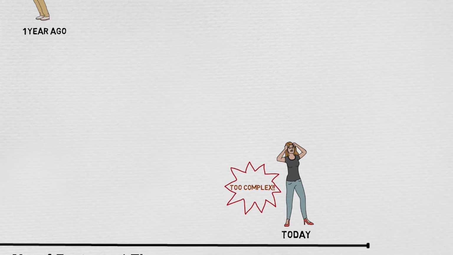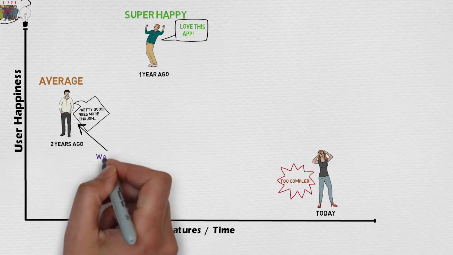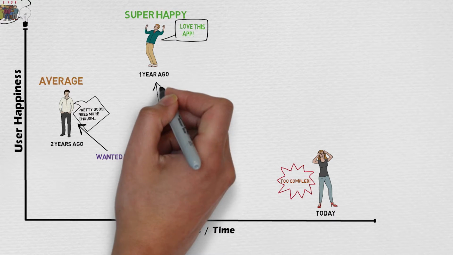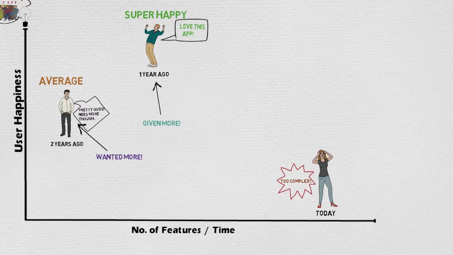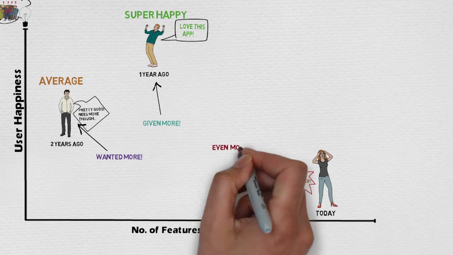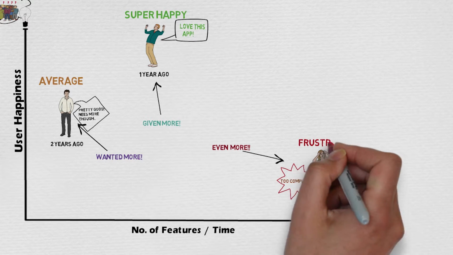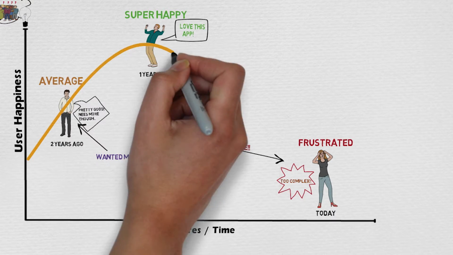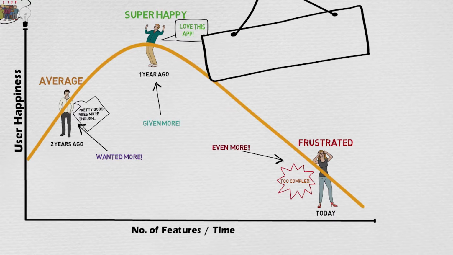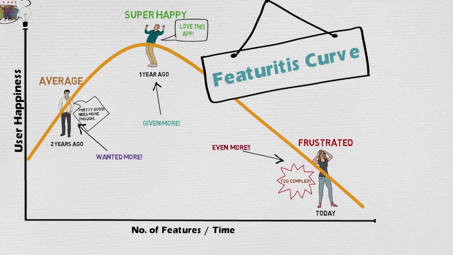What happened there? First users wanted more features, that's fair, so they were given more features. So now the users are super happy, awesome. But then, they were given even more features. Because hey, why not? We can make them even happier, right? But instead of being happier, users are now frustrated. What happened was Featuritis. And this here is the Featuritis curve.